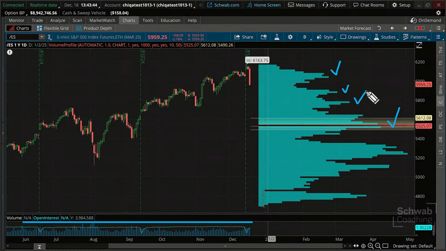And by the way, you can get this indicator just by adding it in. It's just referred to as volume profile. Just add it in, your little dropper icon right there, a little flask, I should say.